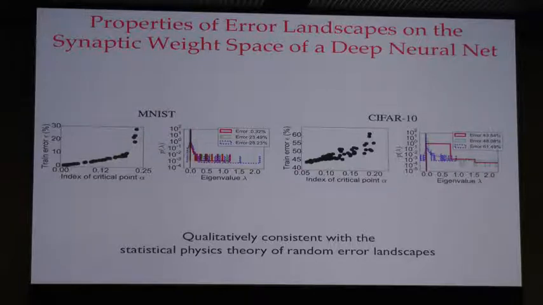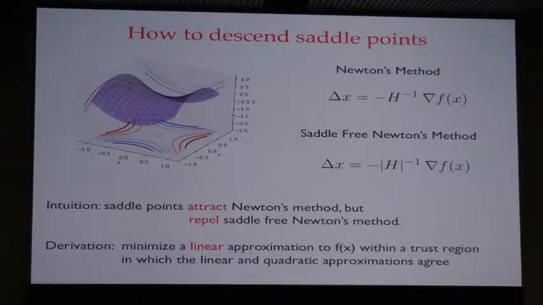So it's qualitatively consistent with the statistical physics theory of random landscapes. Okay, so again, there's no local minimum with high error, and if you're at a local minimum, your error level is close to that of the global minimum, at least as far as Newton's method can sample these things. Okay, but what can we do about this? So why is Newton's method attracted to critical points of any index?